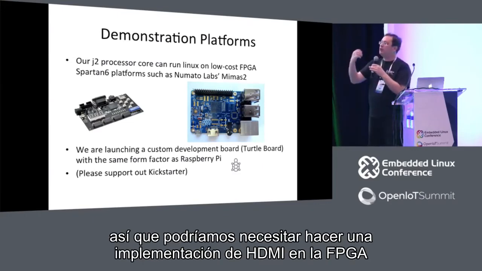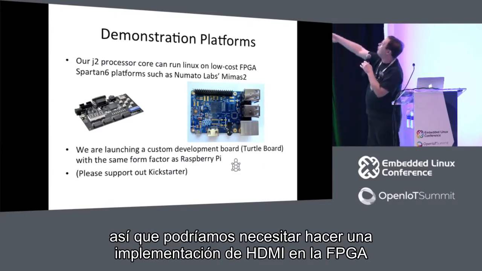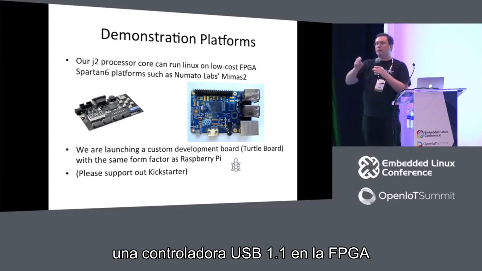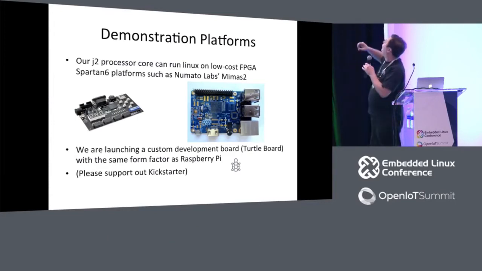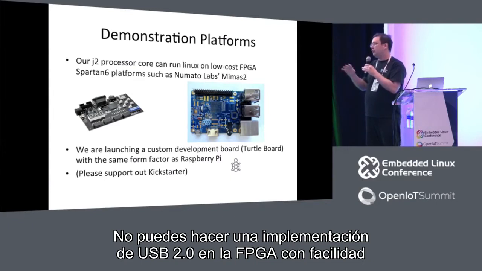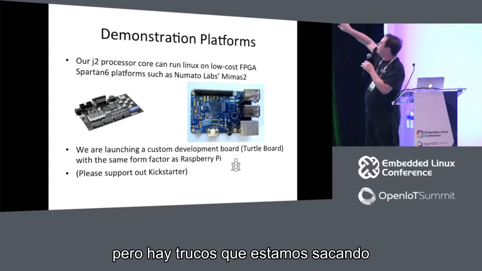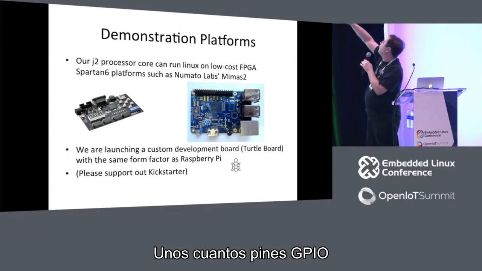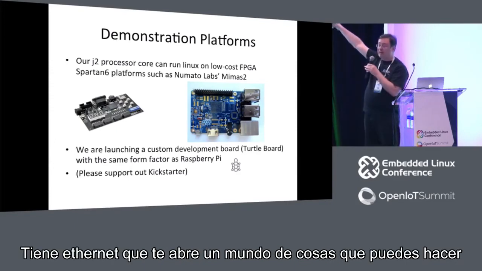So we will need an FPGA implementation of HDMI. We will need an FPGA USB 1.1 controller. You can't easily do USB 2.0 in an FPGA, but we can. There's tricks we're pulling. A bunch of GPIO pins, Ethernet. That has Ethernet. Ethernet opens a world of things you can do.